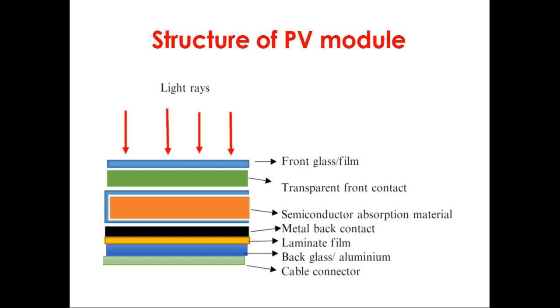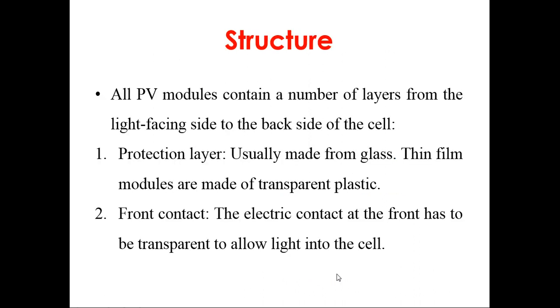Now if you talk about the structure of the module, up to here we have discussed. Then from the back side we have a metal contact, a laminate film, back glass and the cable connector. Now I'll go step by step. The protection layer is usually made of glass. Thin film modules are made of transparent glass cover or a plastic. The front contact has to be transparent to allow the light into the cell. So like thermal collectors, in photovoltaics we have the uniform trapping of the heat.